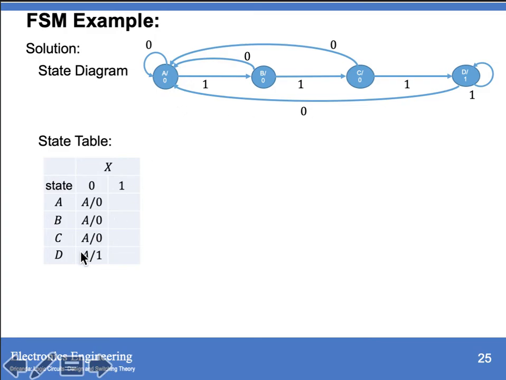Then when x equals 1, A to B, output 0. Then B to C, output 0. Then C to D, the output of C is 0. Then if it is D, it goes back to D with output 1.